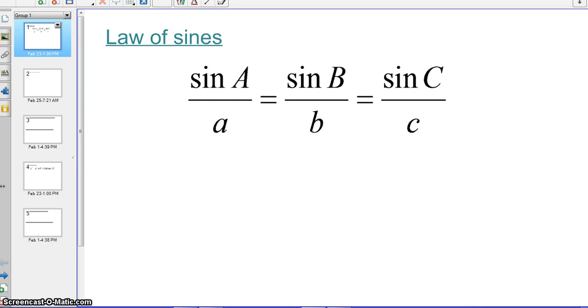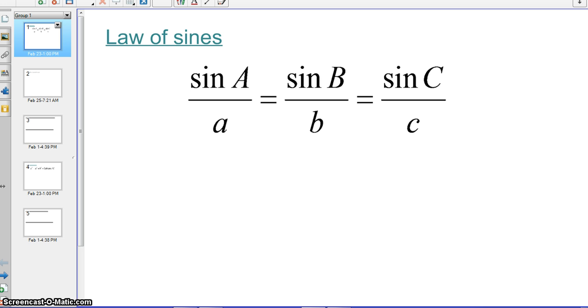Right, today we're going to talk about a section that's not in the book, the law of sines and the law of cosines. For this lesson, we're going to be talking about finding missing sides and angles in triangles that are not right triangles. So we cannot use SOHCAHTOA.